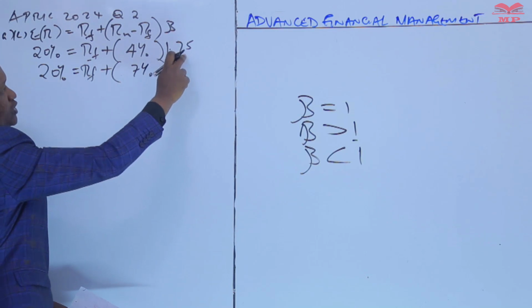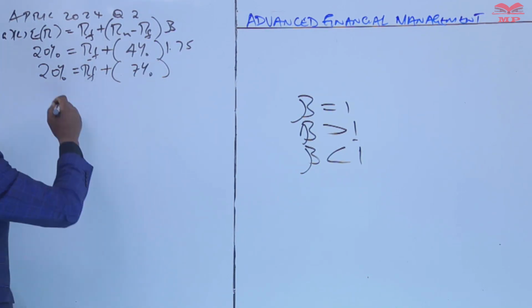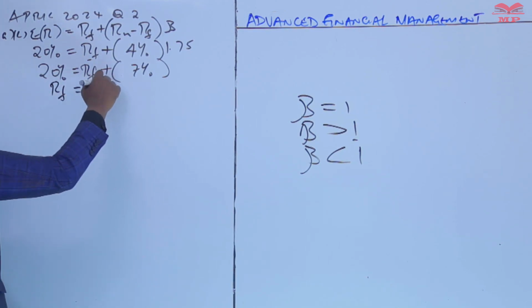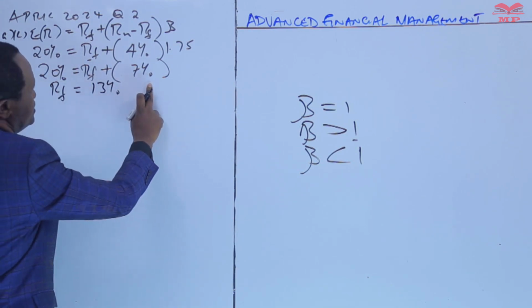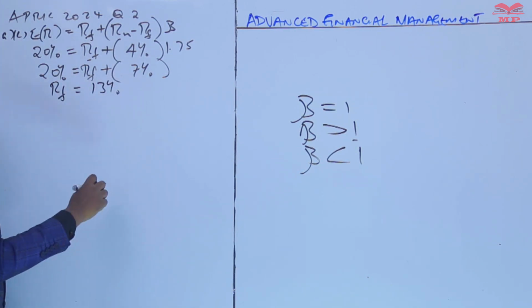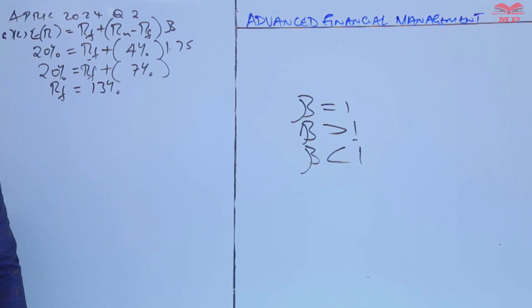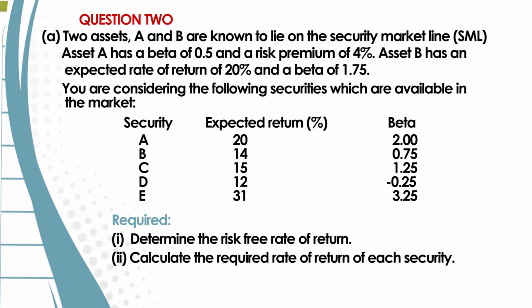4% times 1.75. Is it 7%? So you can see here, the risk-free rate will be 20% minus 7%, which is 13%. Is that true? 13% is the risk-free rate. Then we are required to calculate the required rate of return.